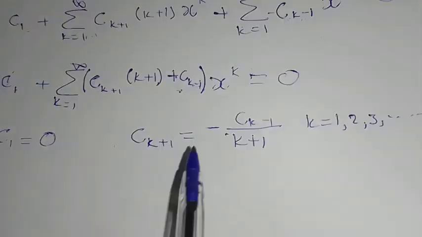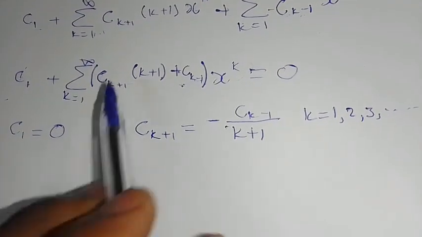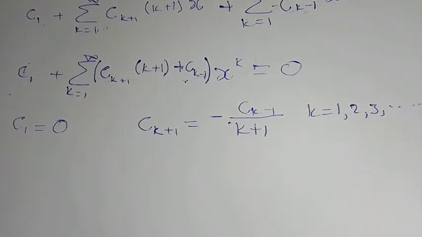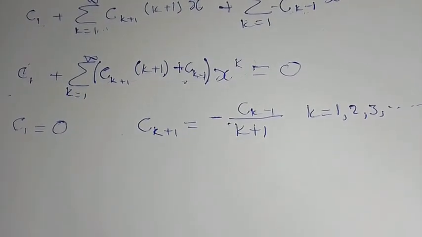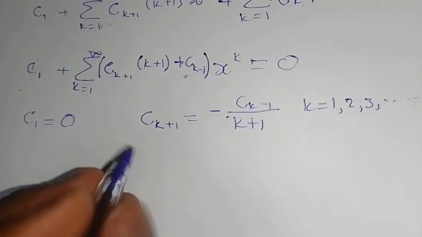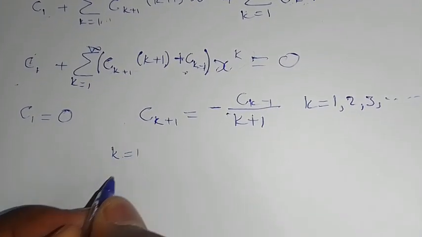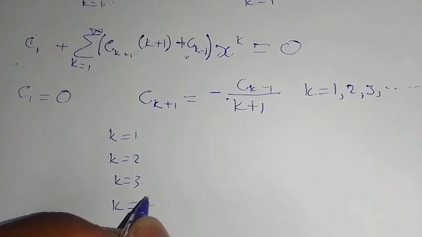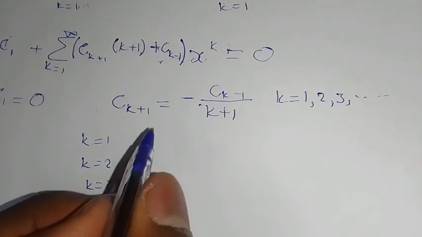Okay, so now here what we want is to express, we already know c1 equals 0, right? We already know that c1 equals 0. Okay, start with k equals 1 here. So for k equals 1, for k equals 2, for k equals 3, and k equals 4. I think this should be enough to get a pattern from this.